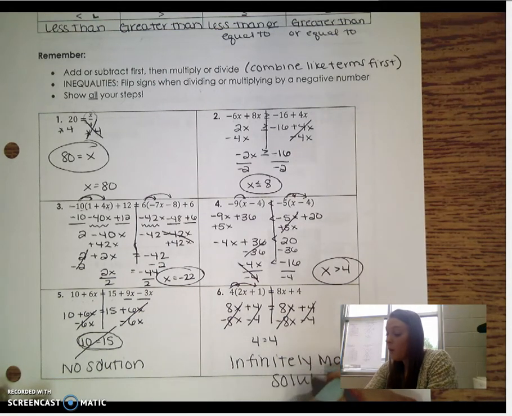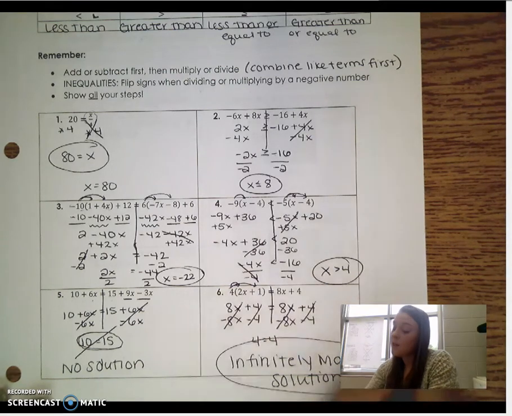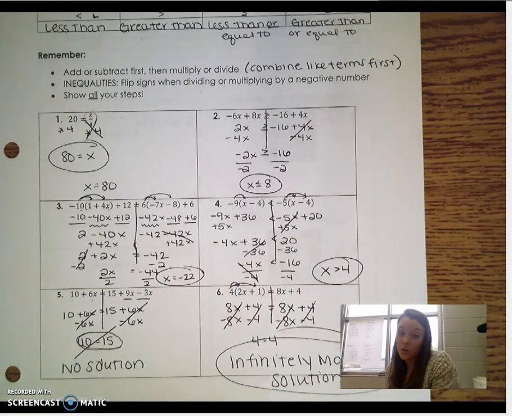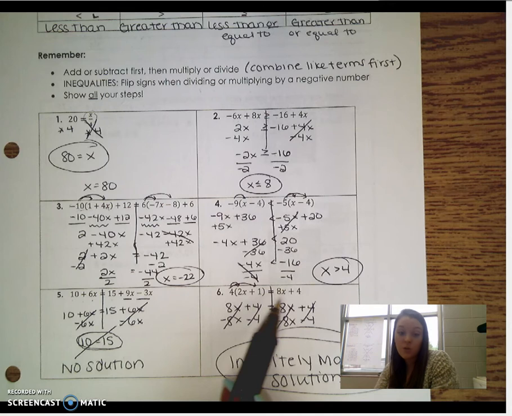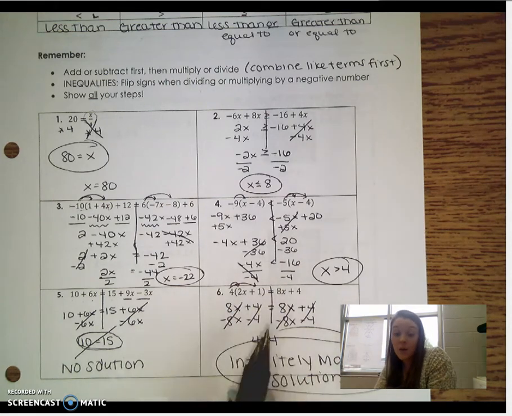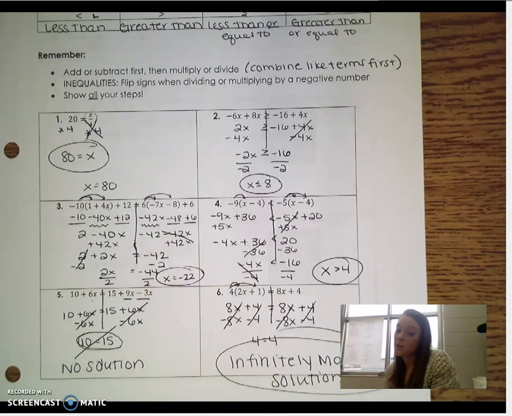Because no matter what value you plug in for x, the equation is always going to work. You could plug in a 1 here, you could plug in a 2, you could plug in any number, and the equation will always stand true. So that's when you have infinitely many solutions, when everything cancels out, or you're left with an equation that makes sense. 4 equals 4 makes sense. 4 will always equal 4. That's what it means. So that would be infinitely many solutions.